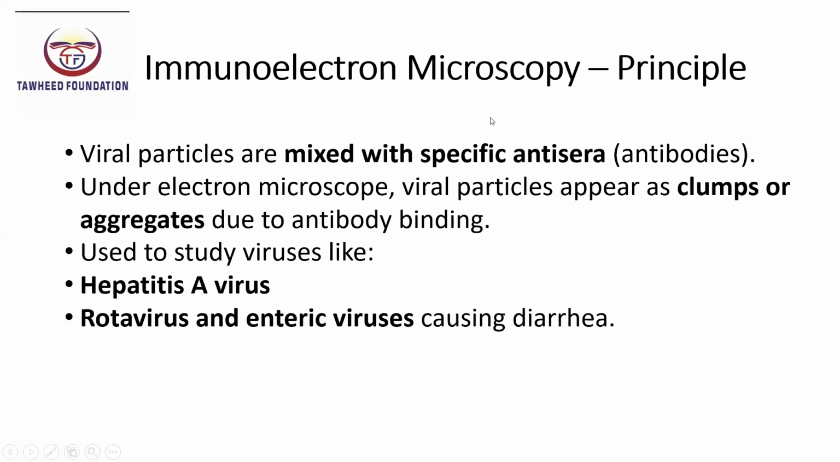Immunoelectron microscopy principle. The principle involves mixing viral particles with specific antisera. Under the electron microscope, the viral particles form clumps or aggregates where antibodies bind, making them visually detectable. This method has been applied to study viruses such as hepatitis A virus, rotavirus, and other enteric viruses. By directly observing the interaction, researchers can map virus antibody complexes and study their morphology at the ultrastructural level.